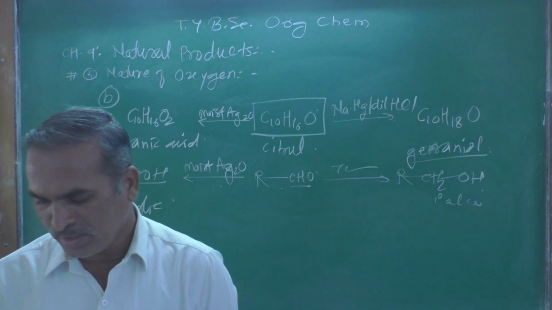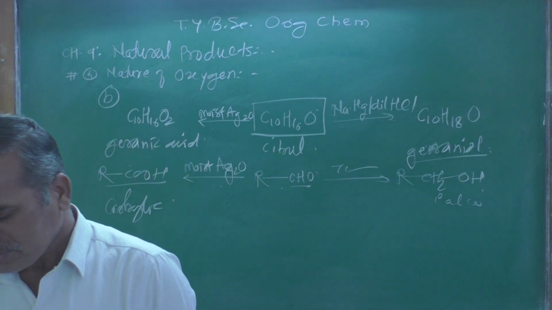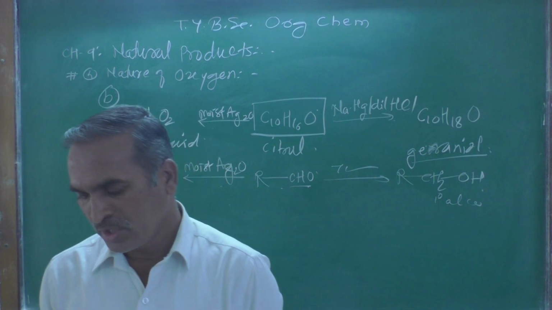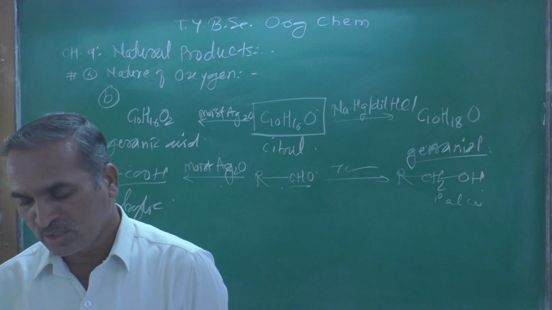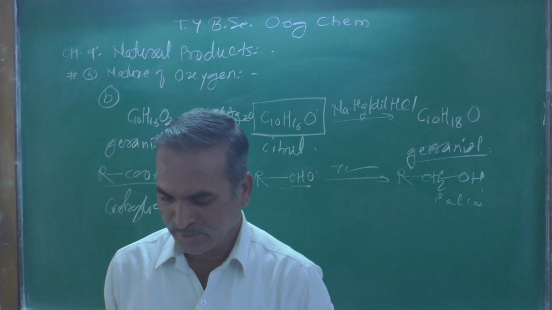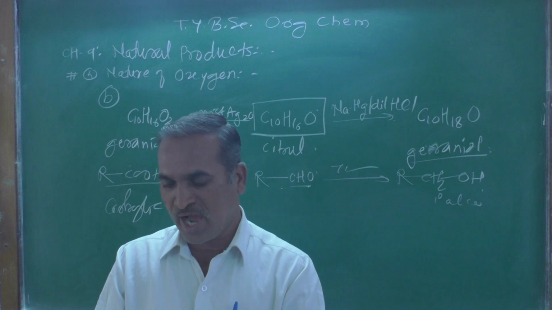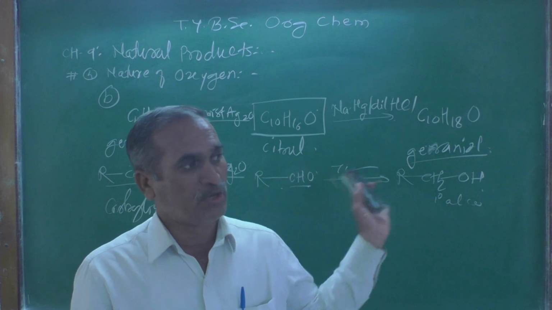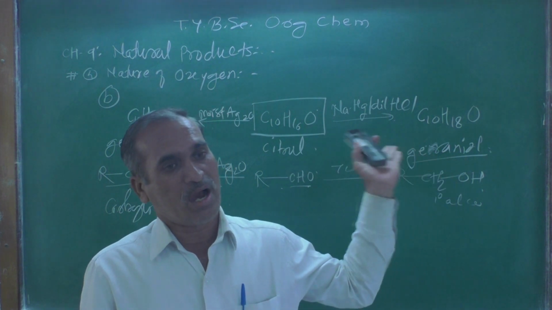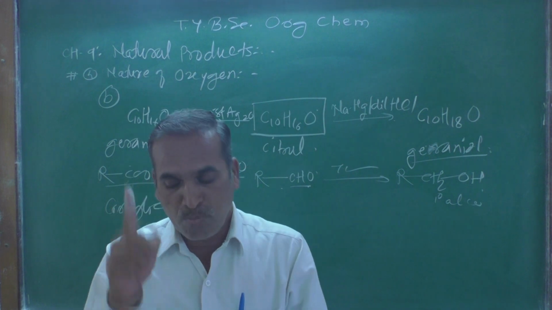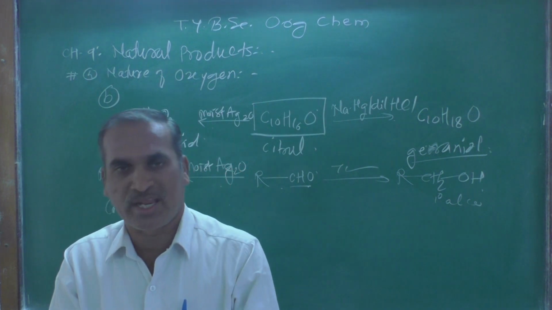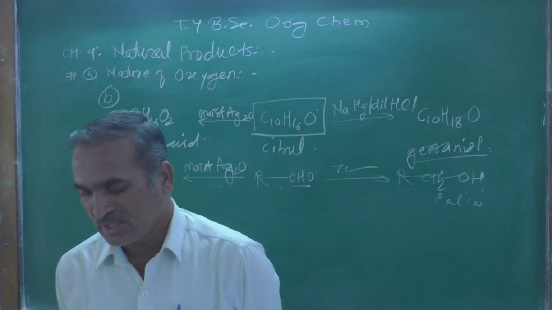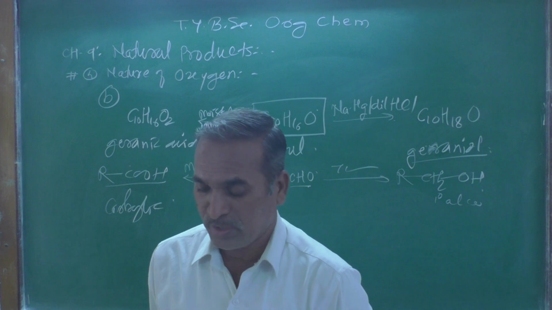Understood this? Citral on mild oxidation with moist Ag2O gives geranic acid without loss of carbon atom, and both these reactions confirm it. Both these reactions, one a reduction reaction and another an oxidation reaction, confirm the presence of an aldehyde group in citral.